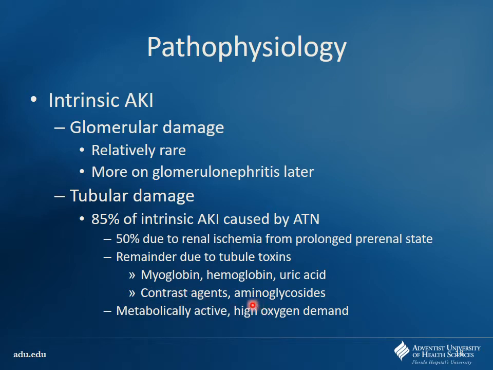And then aminoglycosides. You guys remember some examples of aminoglycosides? Amikacin, gentamicin, tobramycin, right? So those are the big ones. So you worry about that. Again, they have a high oxygen demand. If you decrease that amount of oxygen getting to the kidneys, you're going to see that damage being done.